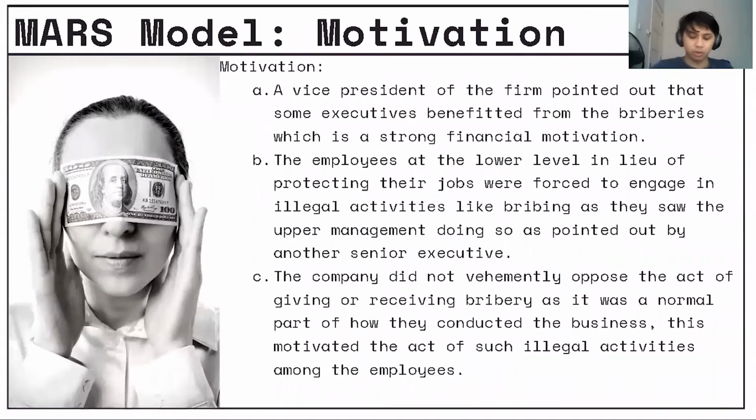So there are 4 parts to the Mars model. There's motivation, ability, role perceptions, and situational factors. So firstly, motivation. We identified 3 primary forms of motive. The first is a strong financial motive, that employees and executives gain bonuses from the extra money that they're able to earn from the contracts that they get from bribery.